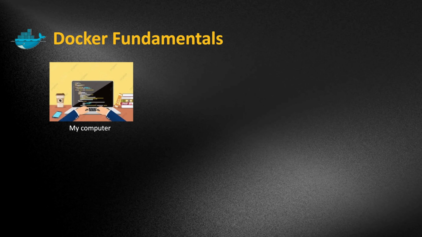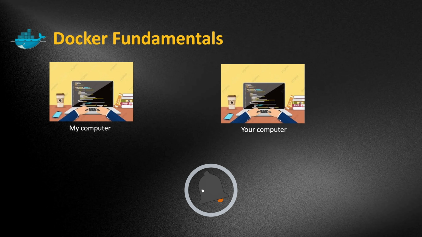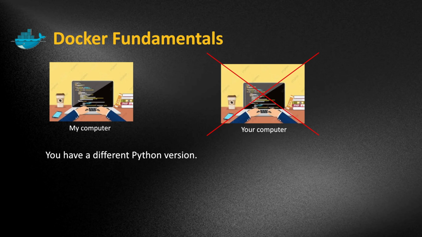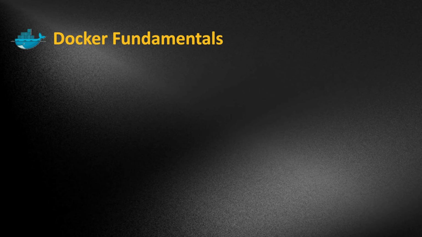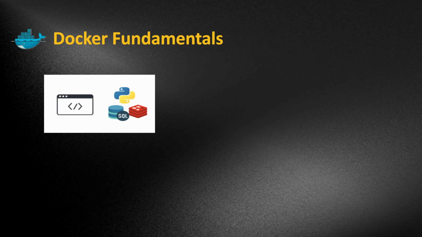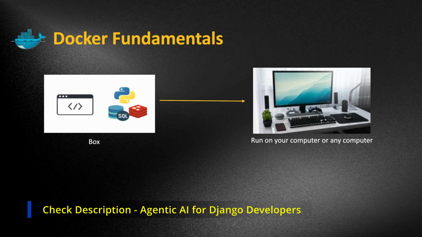This is what happens in software too. When I run my project on my computer, it works fine. But when you run it on your computer, it may not work the same way because you have a different Python version, you might not have the same libraries that I installed, and your operating system is different. So Docker solves this problem. With Docker, I can pack my application, like my food, with all the ingredients inside one box. When I give you that box, you just run it and it will work exactly the same way on your computer, on my computer, or even on the cloud server.